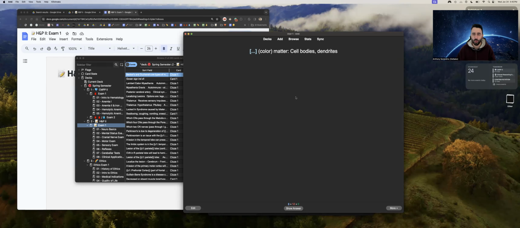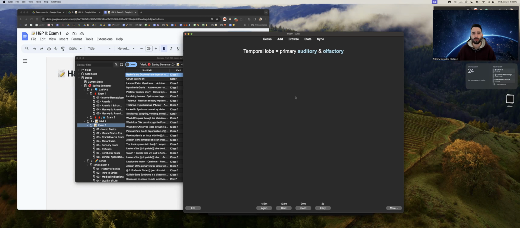Blank color matters, cell bodies, dendrites. The actual bodies. Is that white matter? It's gray matter. Okay. Temporal lobe equals primary, temporal. I don't know. Auditory and olfactory.